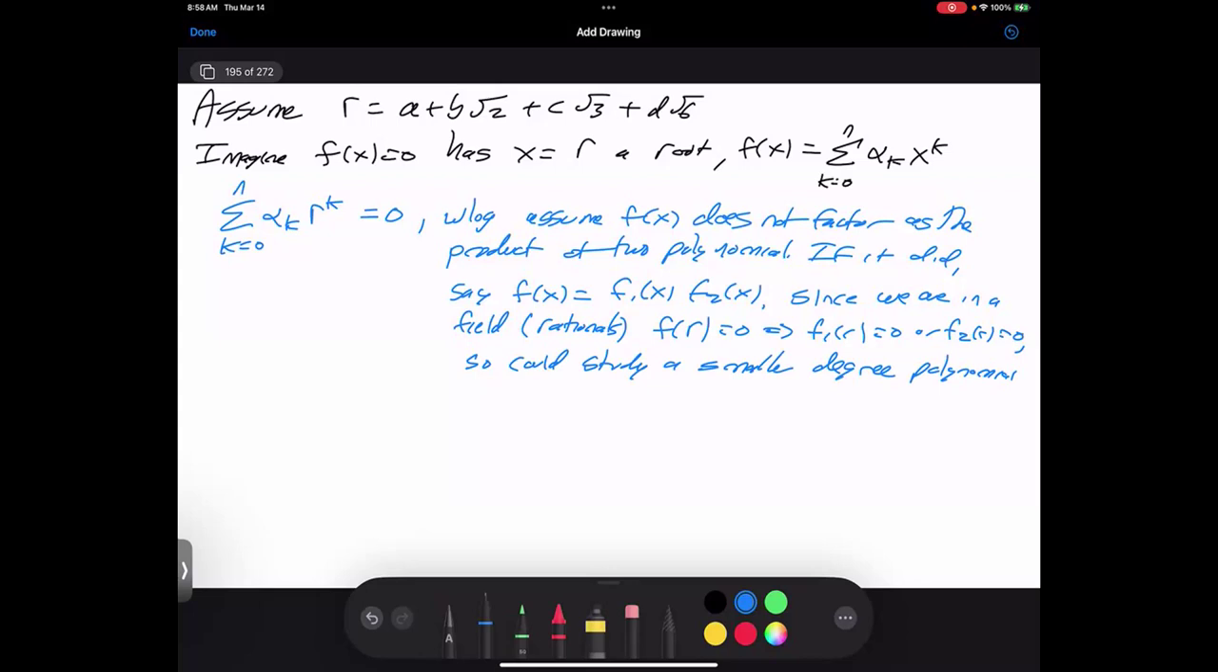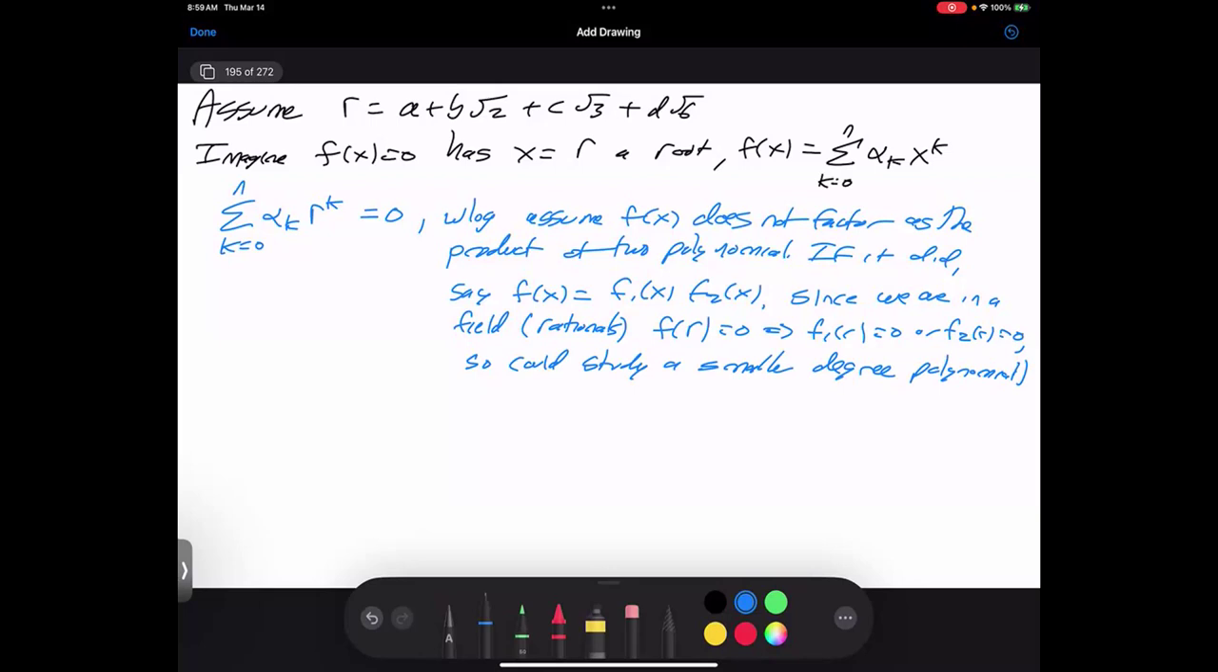So the book talks a little bit about when a polynomial is reducible. You know, when can I factor it? Well, if I could factor my polynomial, if r is a root, it's got to be a root of one of them because the rationals are a field. There's no divisors of zero.